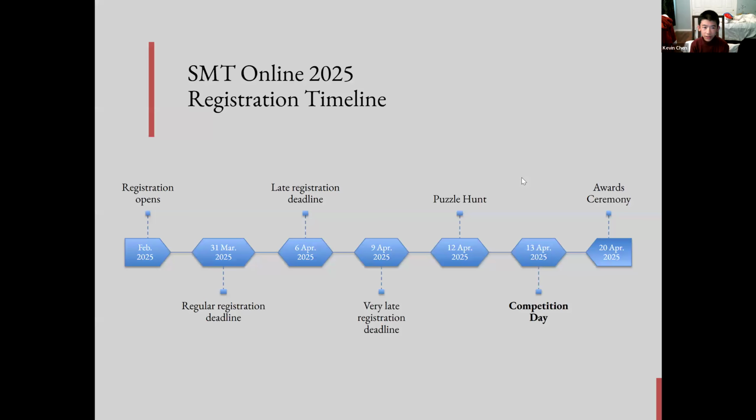Here's the registration timeline for the SMT Online 2025. So as you can see, the registration opened in February. And the March and April dates, March 31st is the regular deadline, and April 6th and April 9th are the late registration deadline and very late registration deadlines. And nearing the competition day, the puzzle hunt, which is just a fun activity, is on April 12th, and then on April 13th is the actual tournament. And again, the award ceremony is 1 week after the competition day.